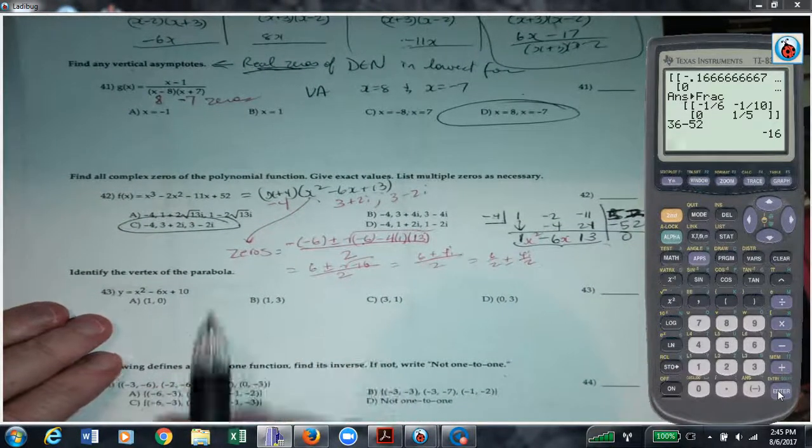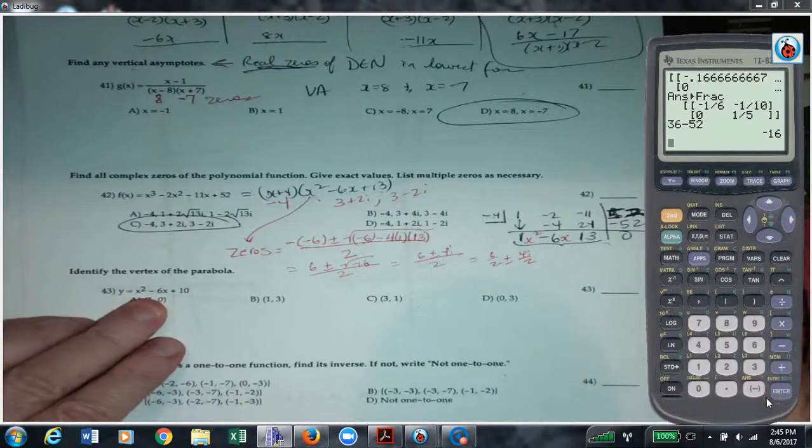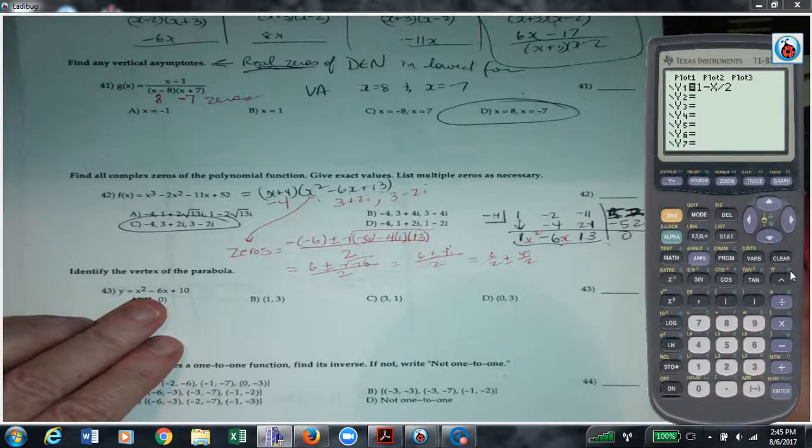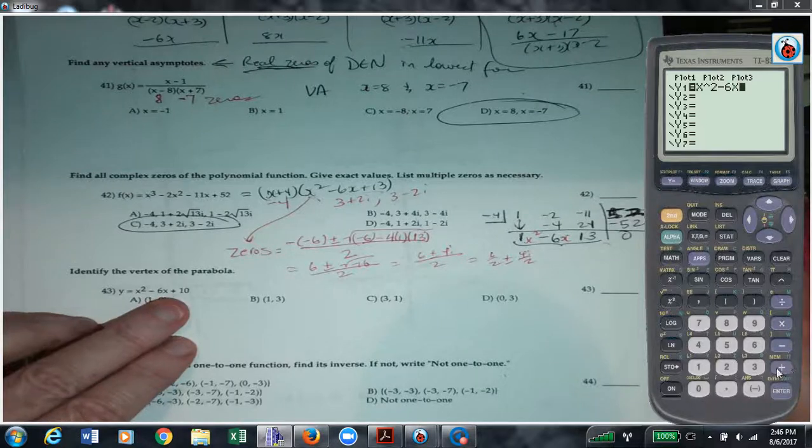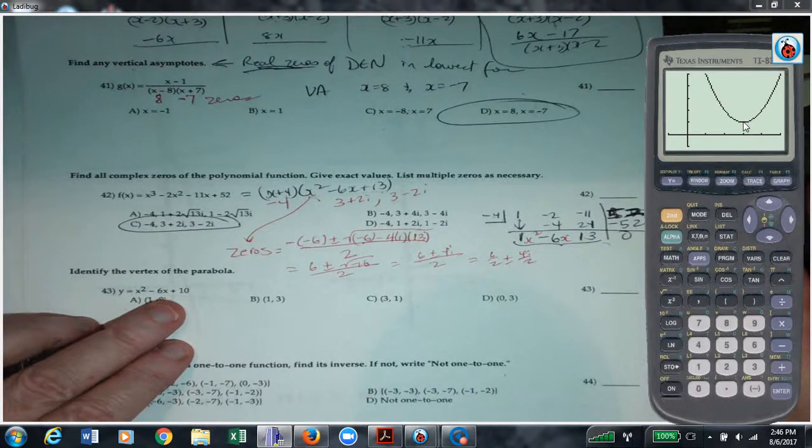Identify the vertex of the parabola. Well, just put it in your calculator and look at it. That's the quickest way. x squared minus 6x plus 10. Do zoom 6. All right, and let's just change the window. Okay, so there's our vertex, and that is at the point 3, 1.